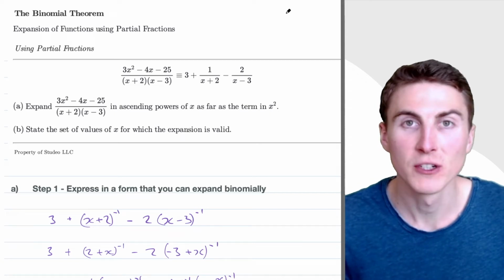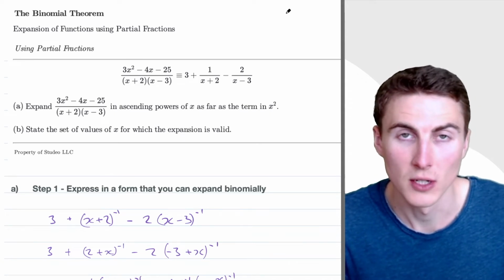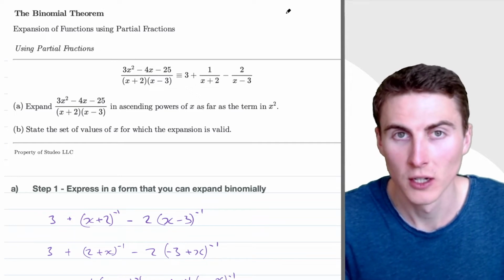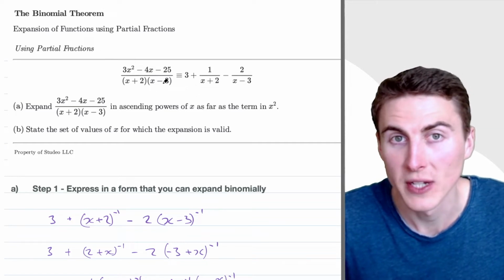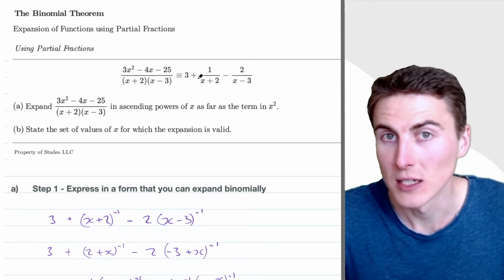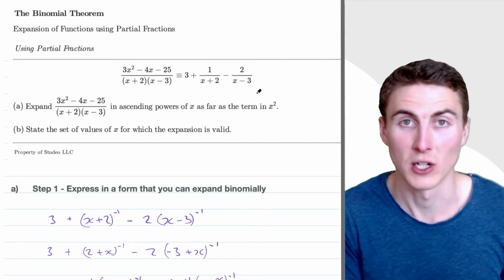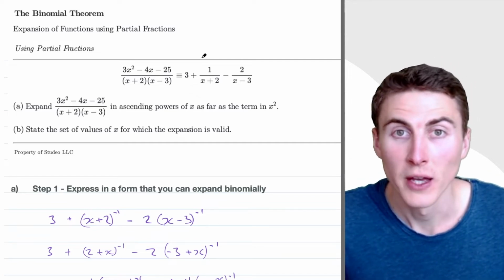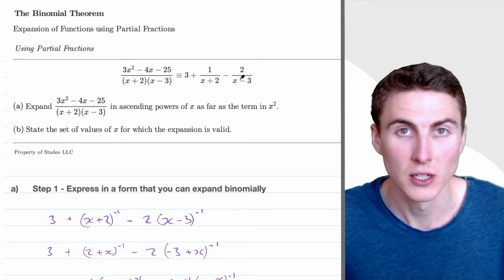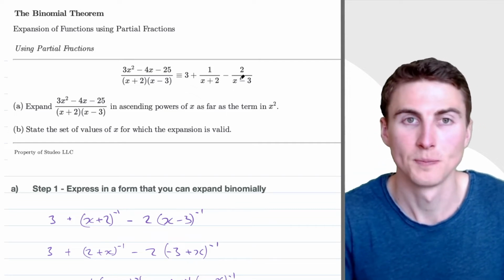Hello. So in this video, we're looking at how we can use partial fractions to help us expand complicated expressions binomially. It's about how we would take something like this, which is quite complicated looking, split it up using partial fractions. Hopefully you know how to do partial fractions from the previous chapter. And then once you split it up, we can expand each of these terms individually, and then we can combine it all so we end up with a binomial expansion.